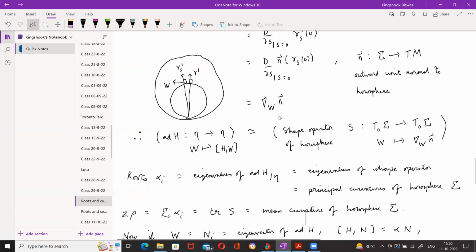Okay, so finally, what do we get? We get that if I look at the map ad H, this goes from little n to little n, W goes to bracket of H and W. When I identify little n with the tangent space to the horosphere, then this ad H is nothing but the shape operator of the horosphere. W goes to nabla sub W of N, where N is the outward normal. Is this clear? Yes. Okay.